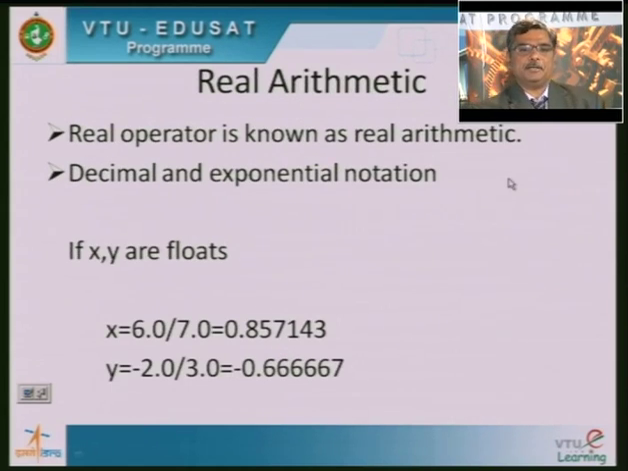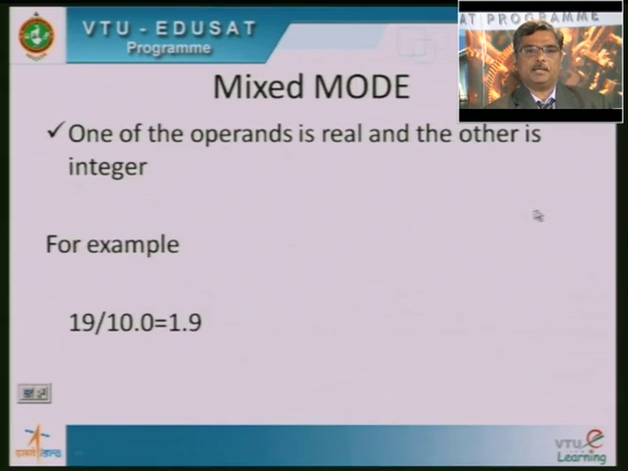Next, real arithmetic. If x and y are floating type variables, when you use x is equal to 6.0 divided by 7.0, the value 0.857143 is assigned to x. Similarly, for y equal to minus 2.0 divided by 3.0, the computed result, minus 0.66, is assigned to the variable. Now these two variables are of type float. So this is known as real arithmetic.